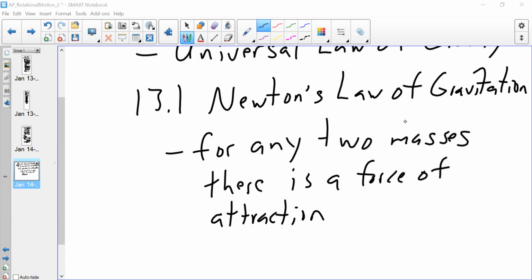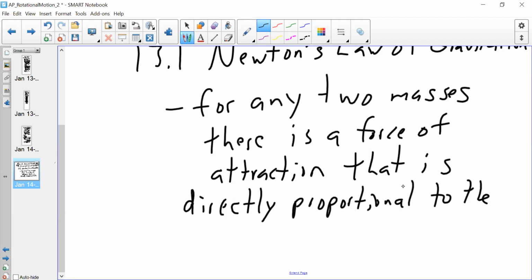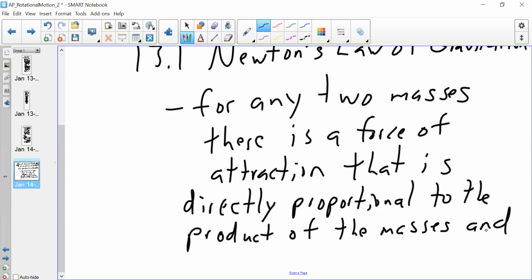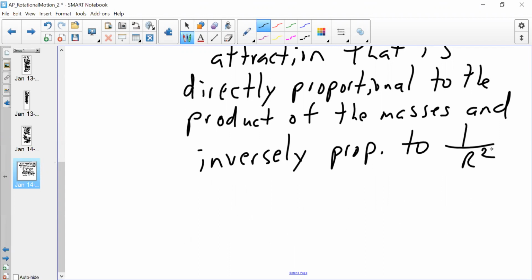So for any two masses, there's a force of attraction that is directly proportional to the product of the masses and inversely proportional to the distance between them squared, so 1 over r squared.